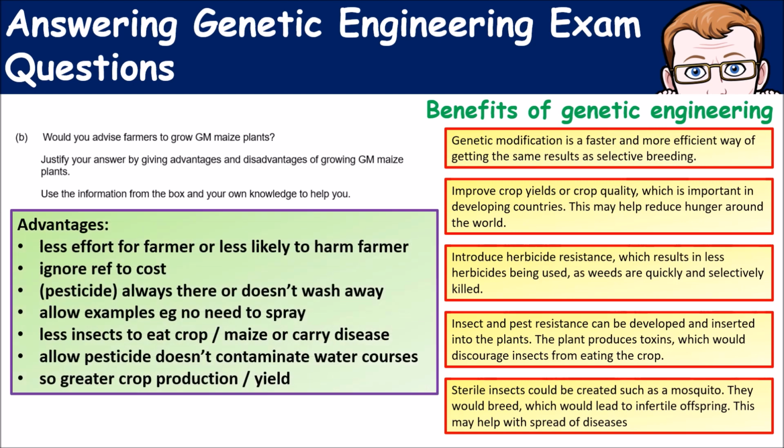We've talked about the benefits. The advantages you would have to talk about are less effort for the farmer because they don't have to keep spraying with pesticides. Give examples of things like not having to use sprays. Talk about the benefits of there being fewer insects to eat the maize plants or to carry disease. You could also talk about the fact that the pesticides don't contaminate the watercourses, which would also be good.